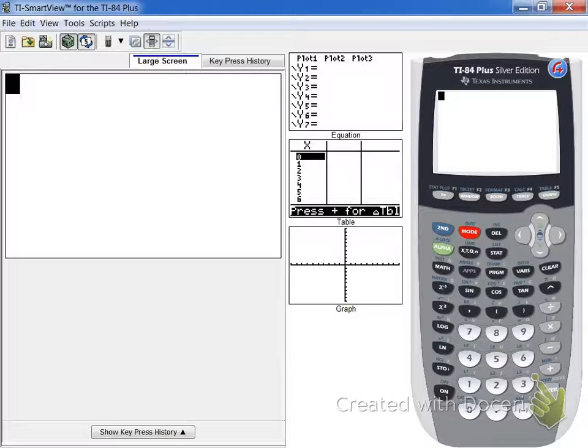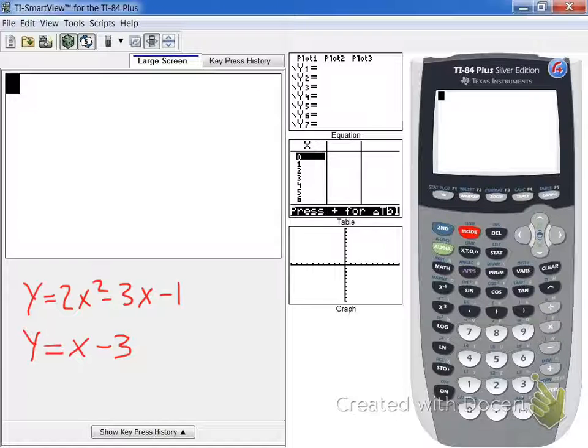So let's talk about which ones we're going to use. I'm going to use the expressions y is equal to 2x squared minus 3x minus 1, and y is equal to x minus 3. Alright, so those are going to be my two expressions which I'm going to use.